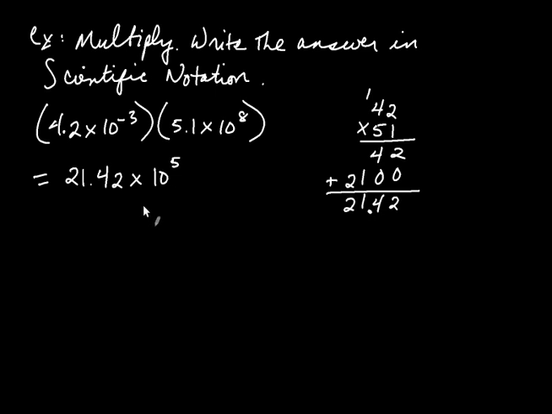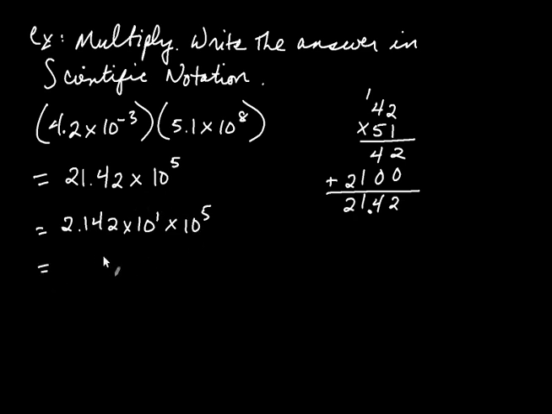Now, is this in scientific notation? The answer would be no, because this is not a number between 1 and 10. So what I can do is express this number right here in scientific notation, and I get 2.142 times 10 to the 1st, right? And then times 10 to the 5th. Let's check that. If I multiply just this by 10 to the 1st, this decimal would move 1 place, so all of this right here is equal to 21.42. That is that. And then I still have 10 to the 5th.